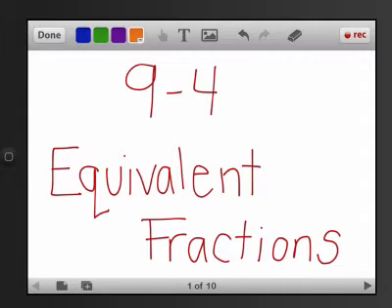So tonight we're going to be doing lesson 9-4. We're going to be talking about equivalent fractions. Equivalent means finding the fractions that equal the same amount.